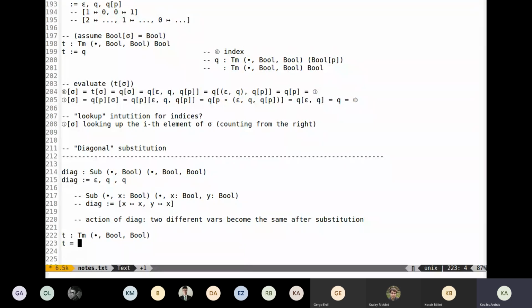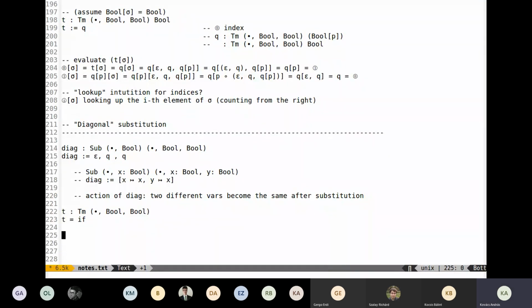Okay, maybe I can write some if-then-else here. Maybe if true, then q as qp. But here I'm just assuming that there is a term for, like there is an operation for bool, which is the if-then-else. It's an operation for bool.